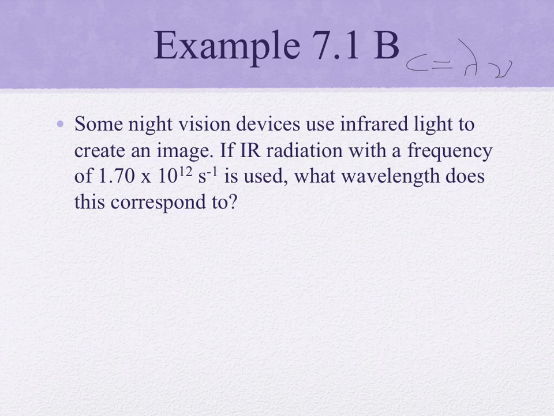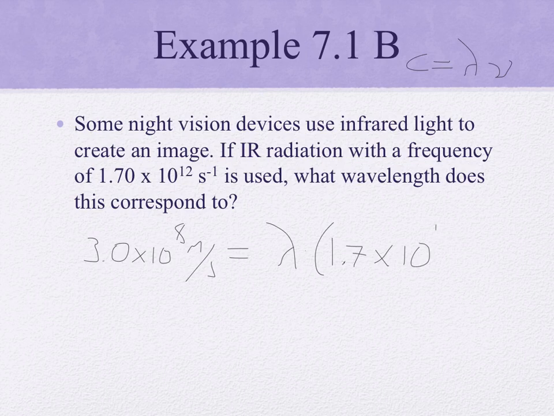So some night vision devices use infrared to create an image, and if the infrared radiation has a frequency of 1.7 times 10 to the 12th inverse seconds, those are hertz, what wavelength does that correspond to? Well, we know the speed of light is 3.0 times 10 to the 8th meters per second. We do not know the wavelength, but we know the frequency is 1.7 times 10 to the 12th inverse seconds.